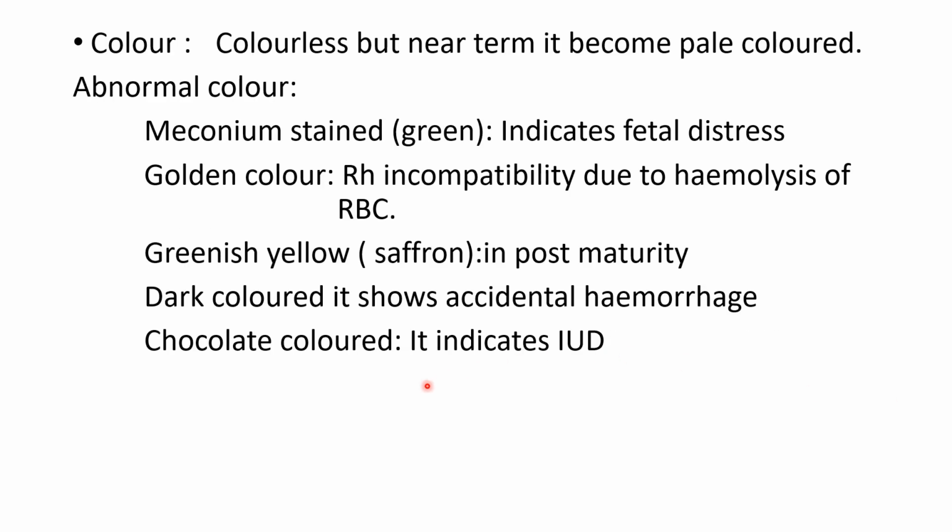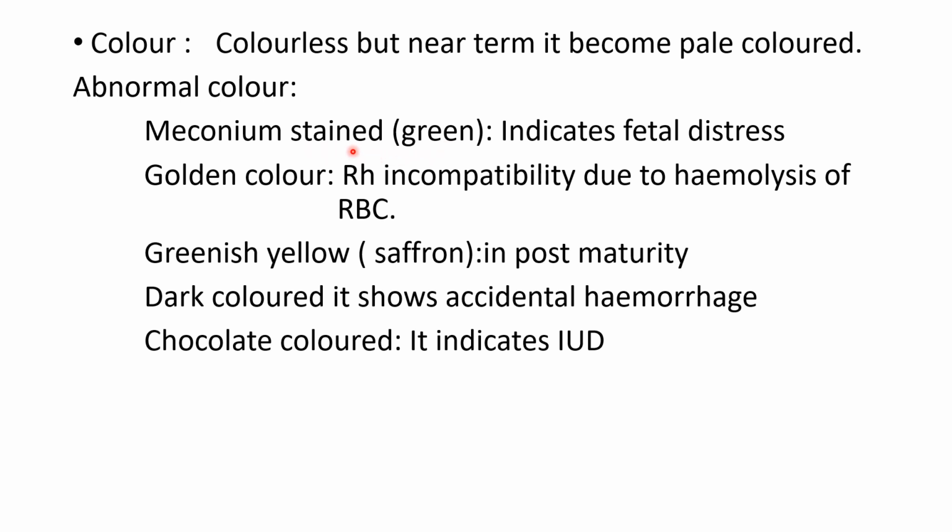Next, color of the amniotic fluid. Initially it is colorless, but near term it will become pale colored. If abnormal colors are there, if it is not pale or colorless and any other colors are there, it indicates different conditions. So now let us see what those are. If it is dark green in color, it shows that it is meconium stained.